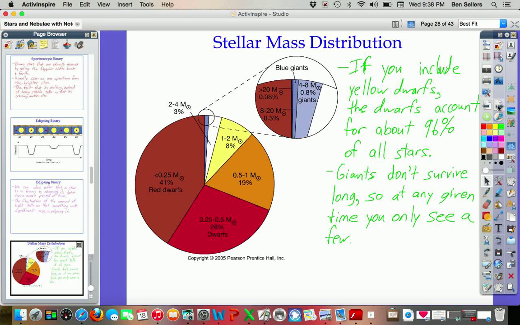This is a graph of stellar mass distribution, which is essentially if you took all the stars in the universe, theoretically, and put them into these different classes. Most of them, about 96% of all stars, if you include these little brown-red dwarfs all the way through the yellow dwarfs, would account for about 96% of the stars. The other 4% is this smidgen here with the white and the blue. So most stars are dwarfs. Big stars are rare.